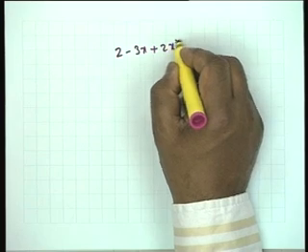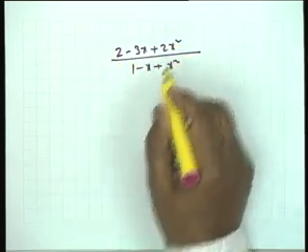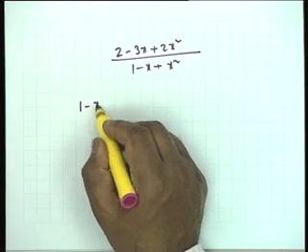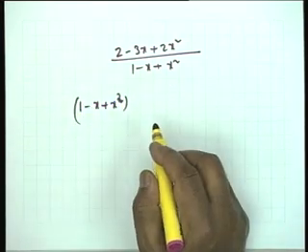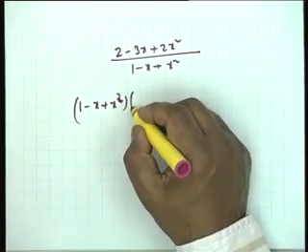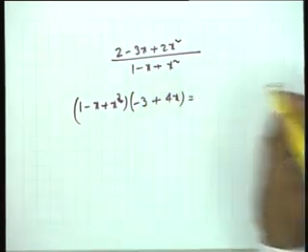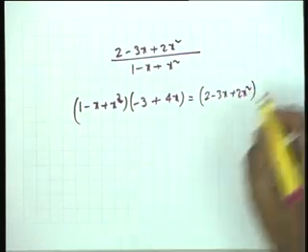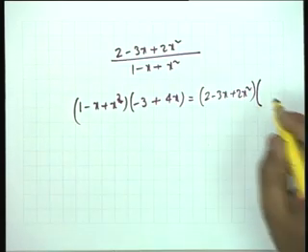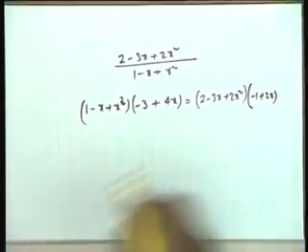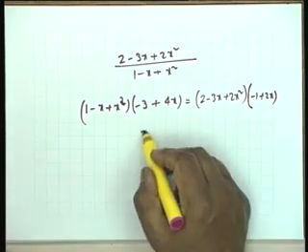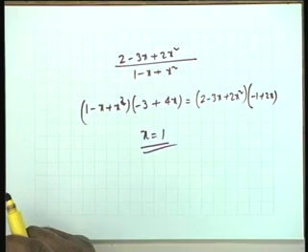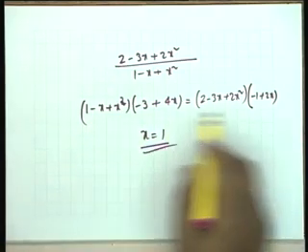But if you do not see it, then you do the usual thing, that is 2 minus 3x plus 2x square divided by 1 minus x plus x square. The minimum occurs when the denominator 1 minus x plus x square multiplied by the differential coefficient of the numerator, which is minus 3 plus 4x, is equal to the numerator 2 minus 3x plus 2x square multiplied by the differential coefficient of the denominator, which is minus 1 plus 2x. Make your life miserable by simplifying this and finding that indeed x equal to 1 is the answer. You have to simplify this.